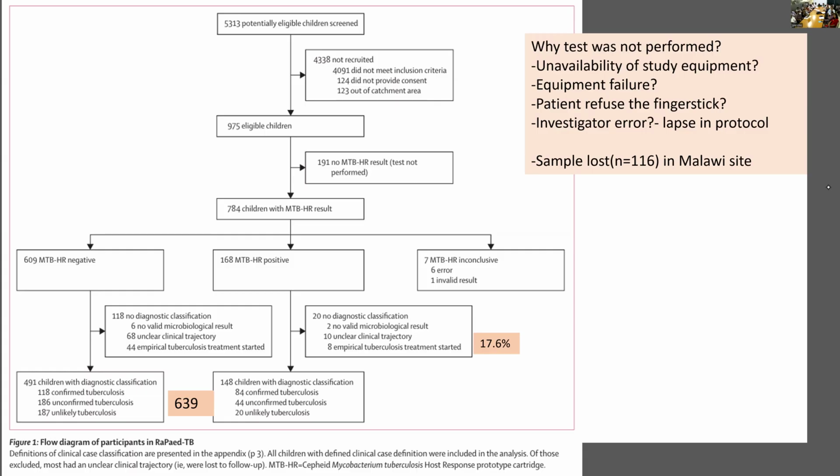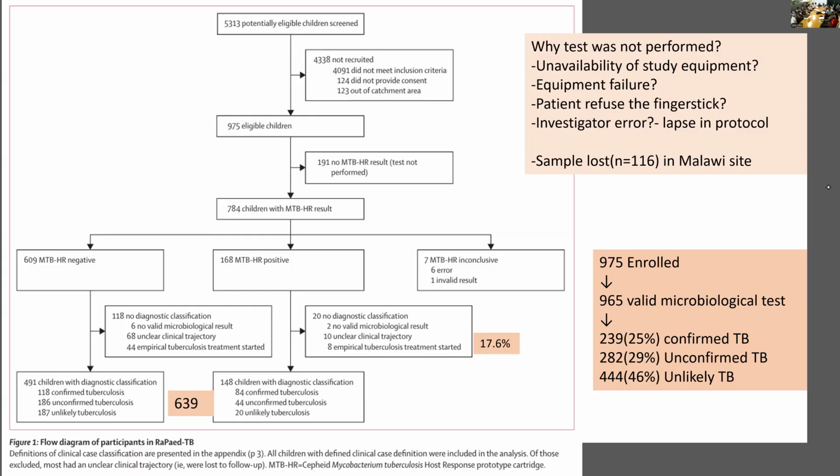118 of these patients and 20 of the positive patients, when they applied the reference standard, they could not actually categorize them as either confirmed TB, unconfirmed TB, or unlikely TB. So they have just excluded 17.6% of them.